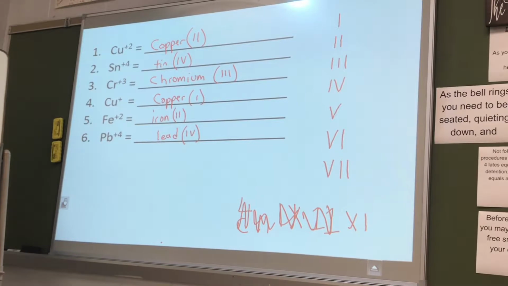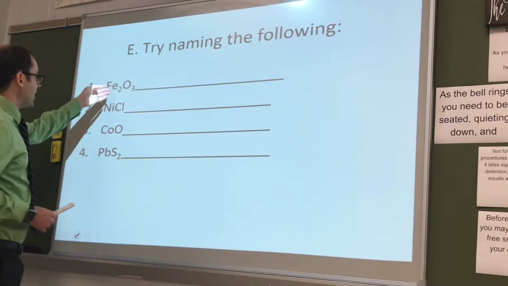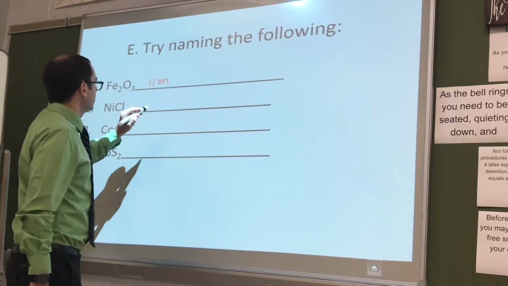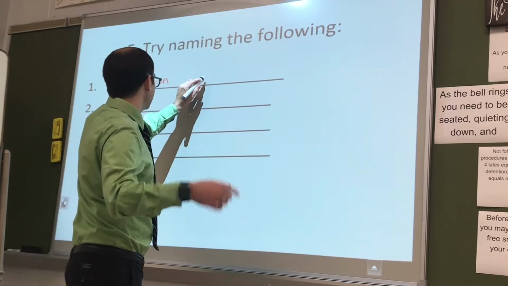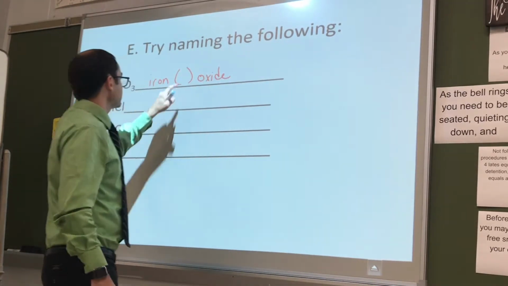All right, lead 4. Good. Okay, now, here's the kicker. Do you see any Roman numerals? No, they don't have the Roman numerals here. You're going to actually have to add the Roman numerals when you name these things, which means the name of it is going to be, well, what's Fe? Iron. Iron, great. What's O? Oxygen. Yeah, but use the ending. Oxide. Oxide, good.